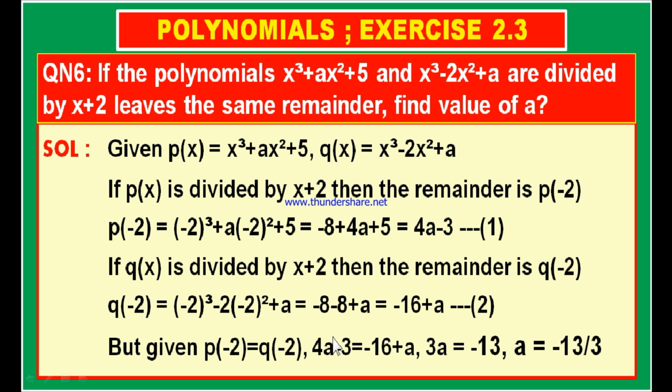Bring a terms to this side and constant terms to RHS. This is 4a and plus a this side minus a. 4a minus a is 3a. This is equal to minus 16 minus 3 this side plus 3. Minus 16 plus 3 is minus 13. Therefore a is equal to minus 13 by 3. Good. This is the value of a. Is it clear, boys? Very good.